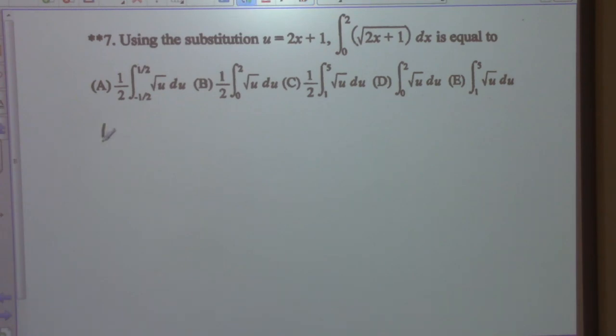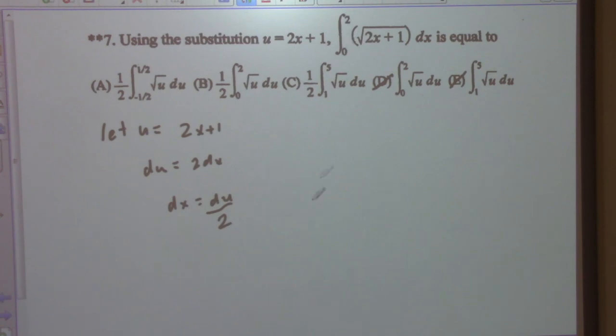So we'll let u equal 2x plus 1, right? And so du is going to be equal to 2 dx. And so dx is equal to du over 2, right? I forgot to do that. So already we know that d and e aren't looking good, right? Because we have to replace here.